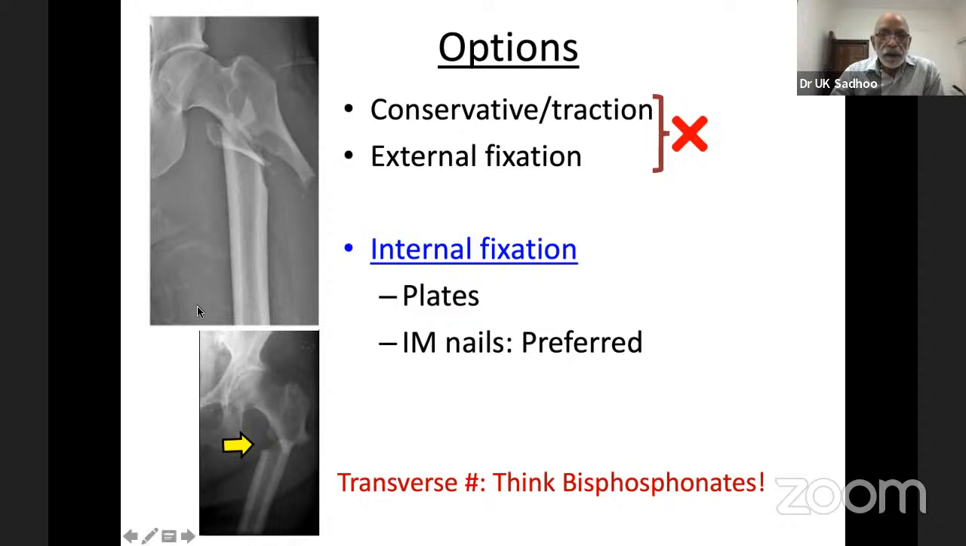There's a typical sort of fracture pattern, a transverse fracture below the lesser trochanter. If you see a clean transverse fracture, you have to think of bisphosphonates. This is a very typical, atypical form of fracture with the long-term bisphosphonates.